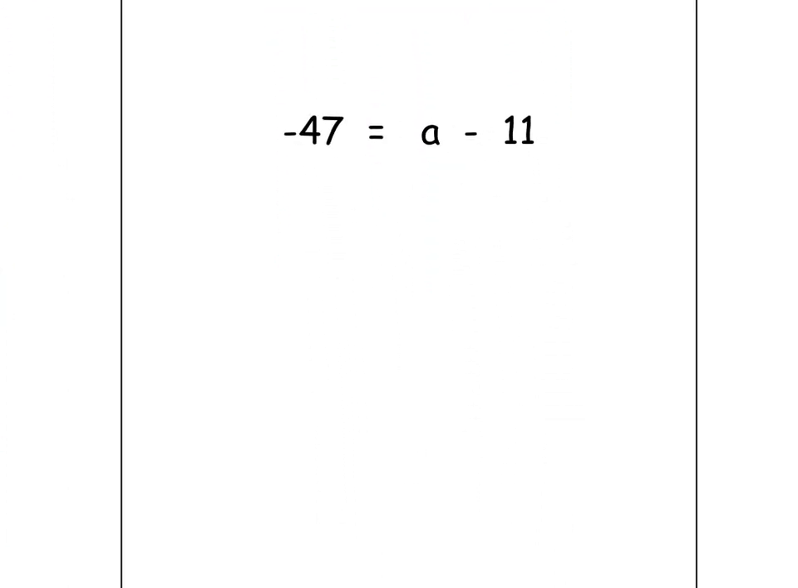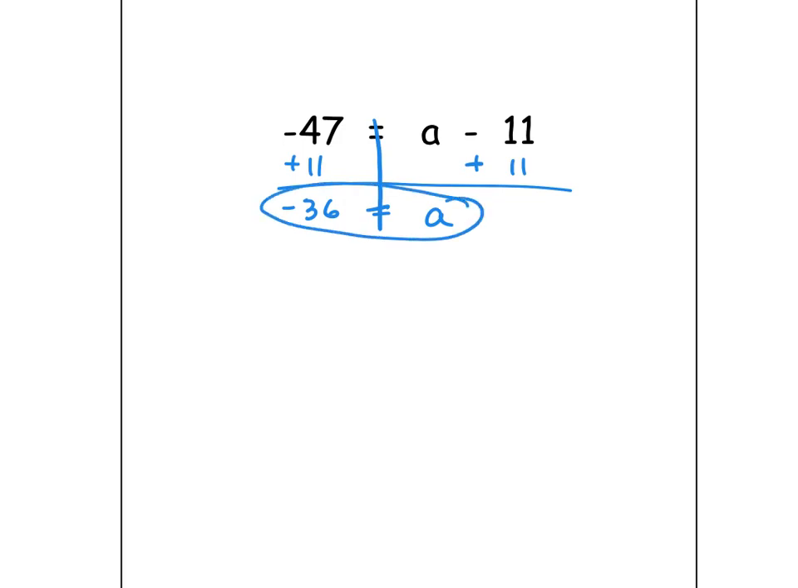Negative 47 equals a minus 11. Please solve that. And the solution is negative 36 equals a. One thing I didn't address earlier in the video is we can always, if you don't like seeing it backwards, move whatever's on the right side and switch it with whatever's on the left side. But we have to keep the same order. The a minus 11 can't be 11 minus a.